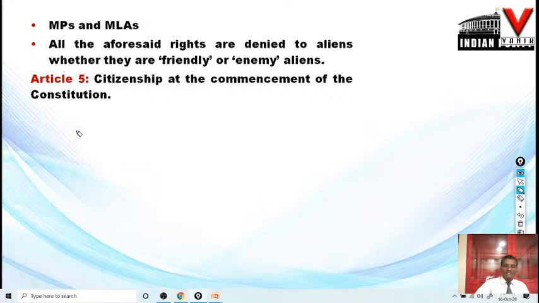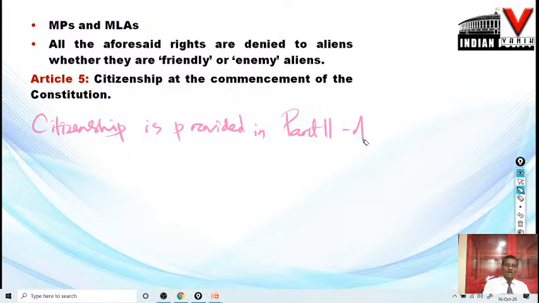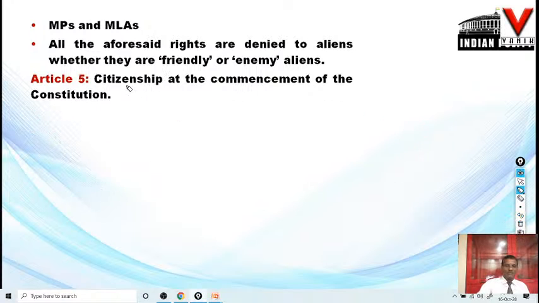As you know, citizenship is provided in Part 2, Articles 5 to 11 of the Constitution. And the part is about single citizenship, which we shall discuss. Article 5 means citizenship at the commencement of the constitution. Commencement means in 1950.